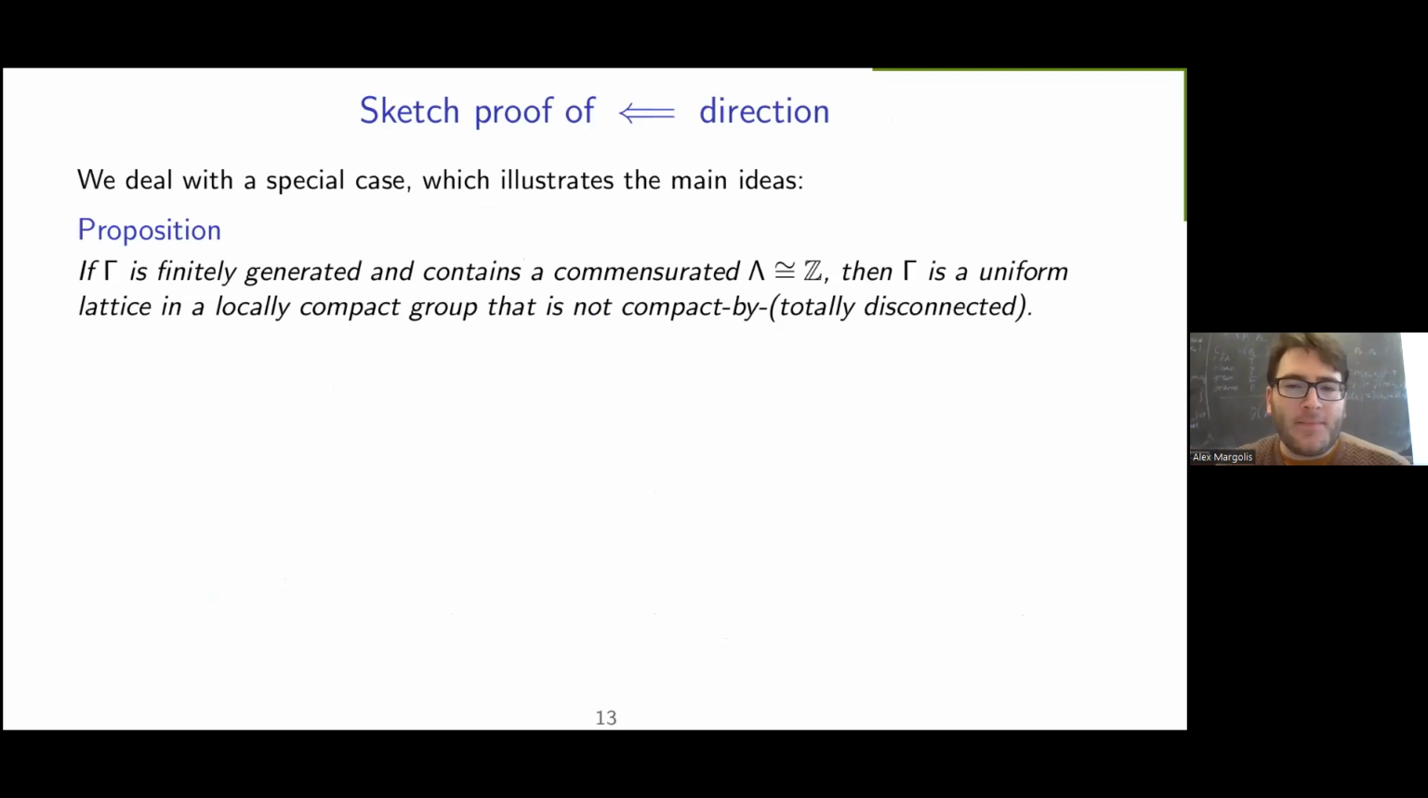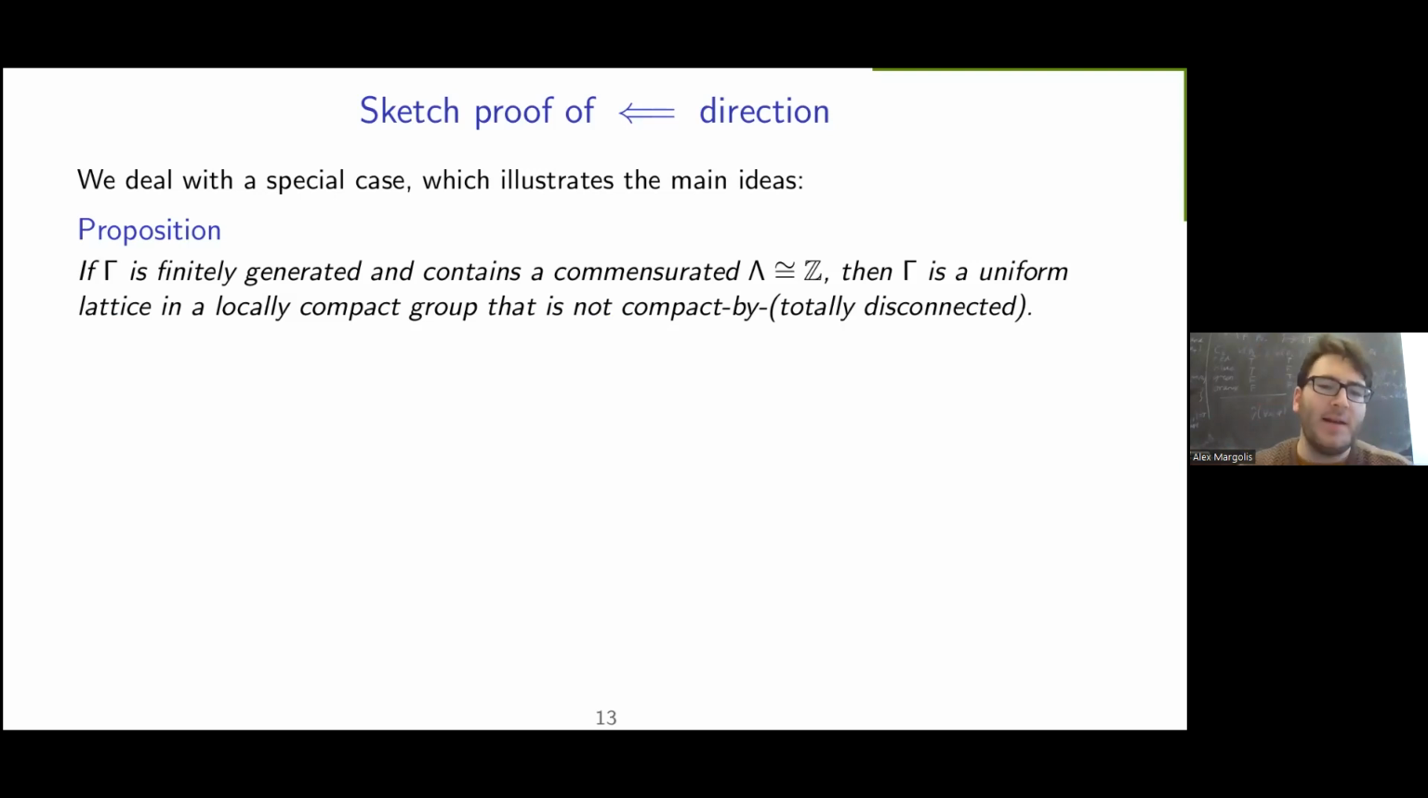And the other direction, we want to start with a finitely generated group containing some commensurated subgroup, and from that we want to build some locally compact group containing that group as a uniform lattice. And I'm going to restrict to a special case which illustrates the general ideas and the strategy, even though it's a little bit simplified. And the special case is the following proposition.